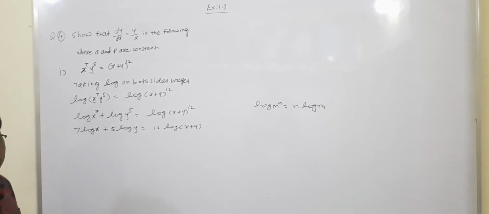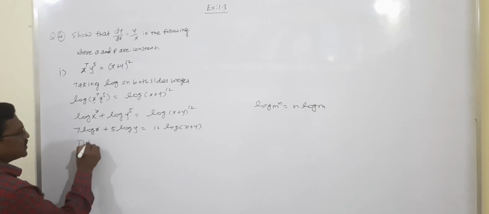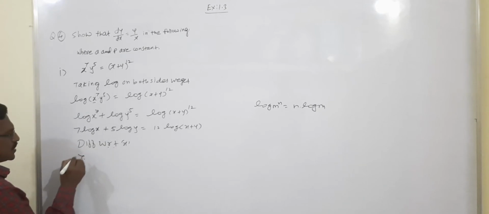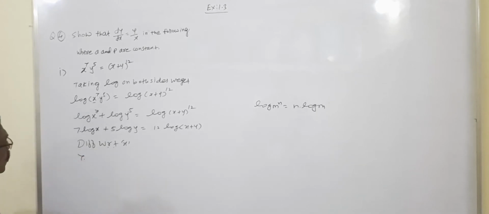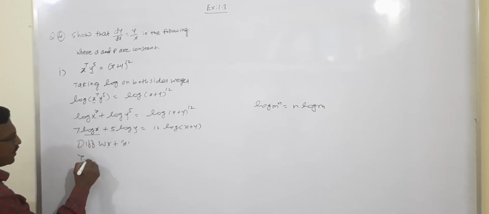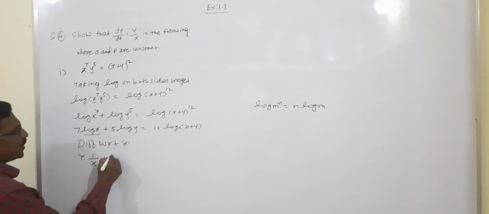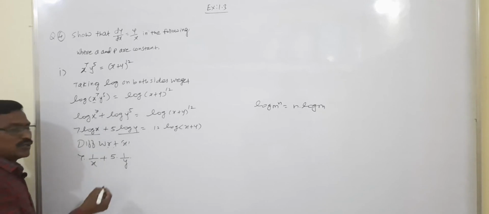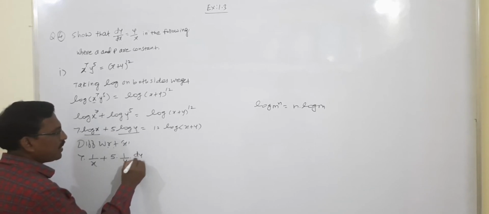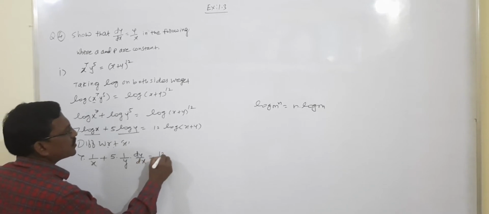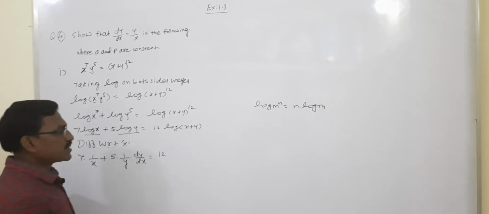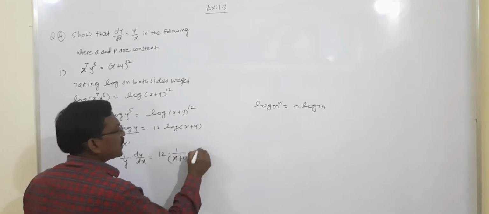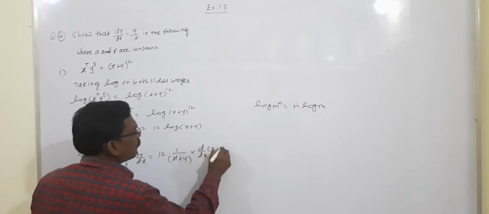So after that step we take its derivative. So differentiate with respect to x. We get 7 constant as it is, and derivative of log x with respect to x is 1 by x, plus 5 constant as it is into derivative of log y is 1 by y, into by chain rule. Again here we take derivative of y with respect to x, dy by dx, is equal to 12 constant as it is, and derivative of log of x plus y is 1 by x plus y. Again by chain rule we take the derivative of x plus y.